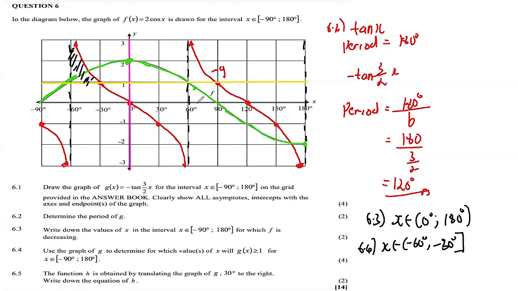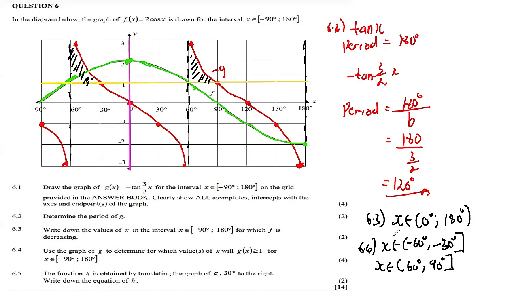But then again, there is another point where we see that occurring here at this point. So in between 60 and 90. So we're going to say x element of 60 degrees all the way to 90 degrees. And then include the 90 because this is the point where it is exactly equal to positive 1.